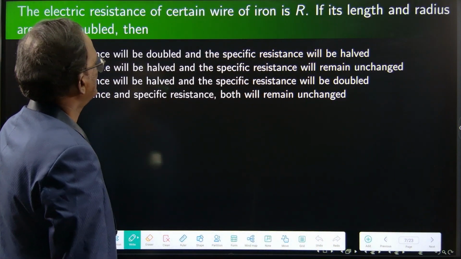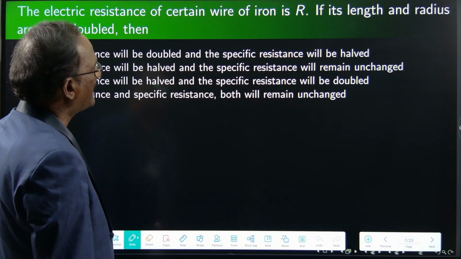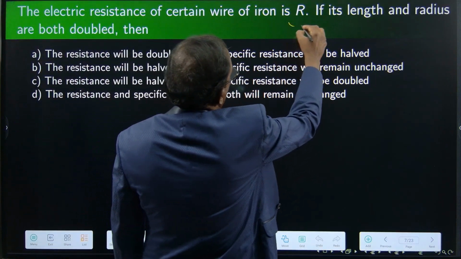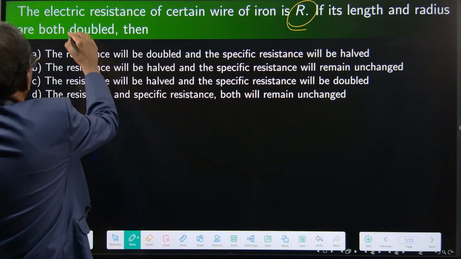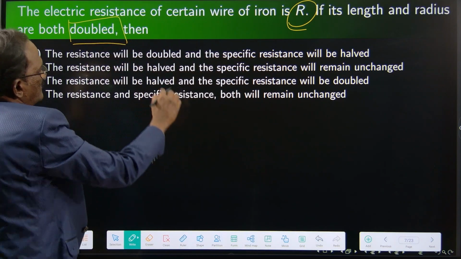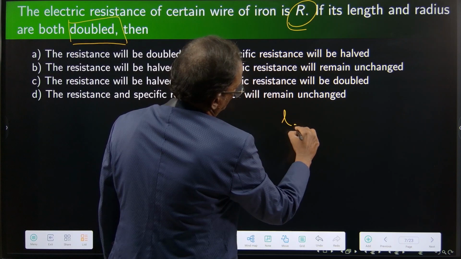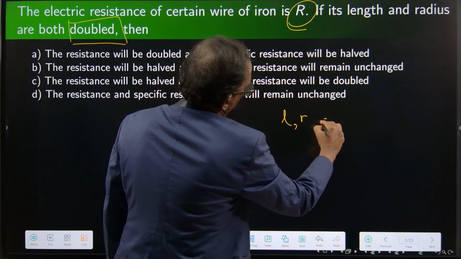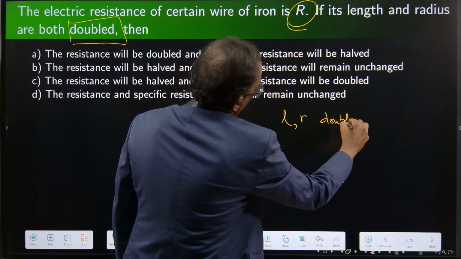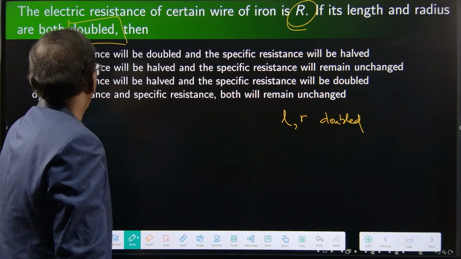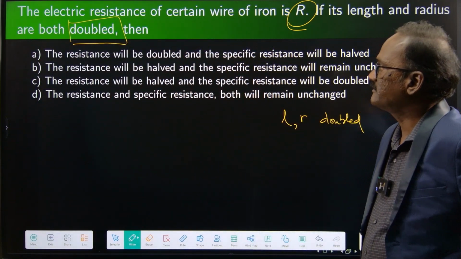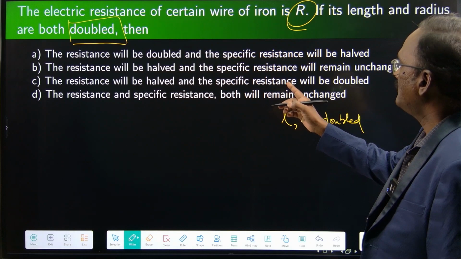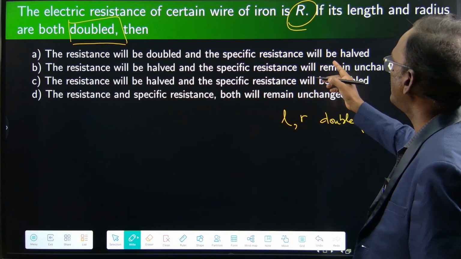The electric resistance of a certain wire of iron is R. If its length and radius are both doubled, what will happen? 4 options are given. The resistance will be doubled and the specific resistance will be halved.